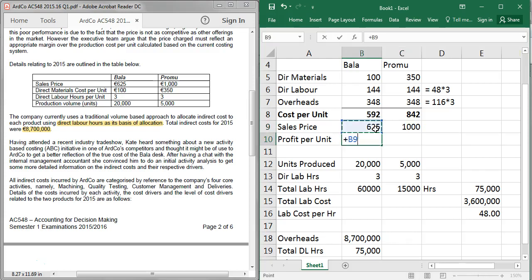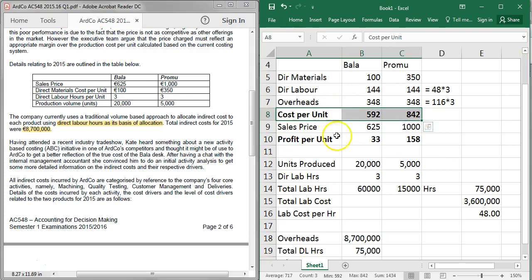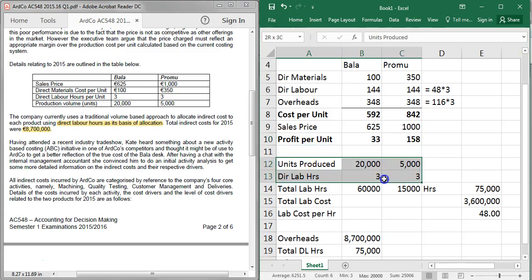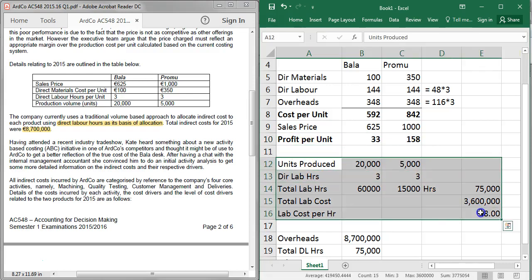So therefore, the price minus the cost is your profit. So small profit on Bala and a larger profit per unit on Promo. So that's your first part of the question answered. You have your cost per unit using the traditional system, and you also have your profit per unit. So nice and straightforward. The only tricky bit there was you had to calculate the labour cost per hour. You're given the total, you're given the number of hours, you just have to work back.